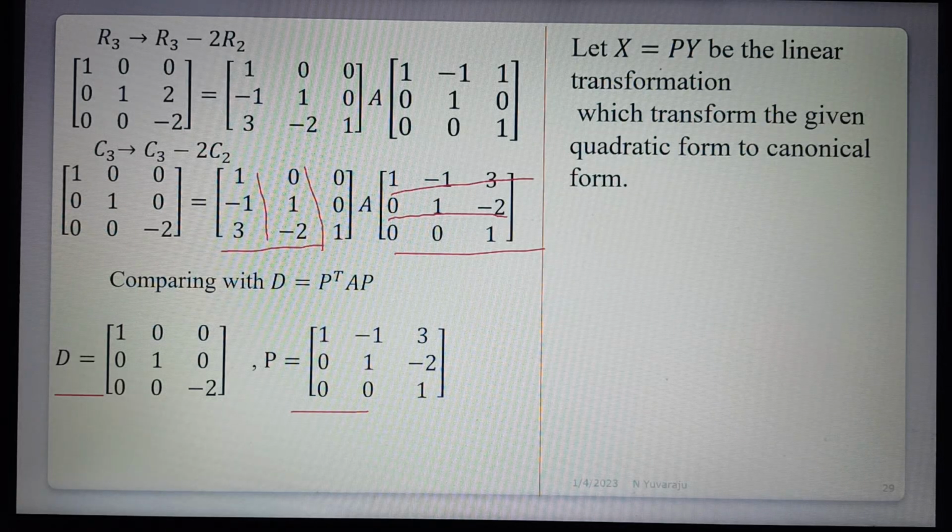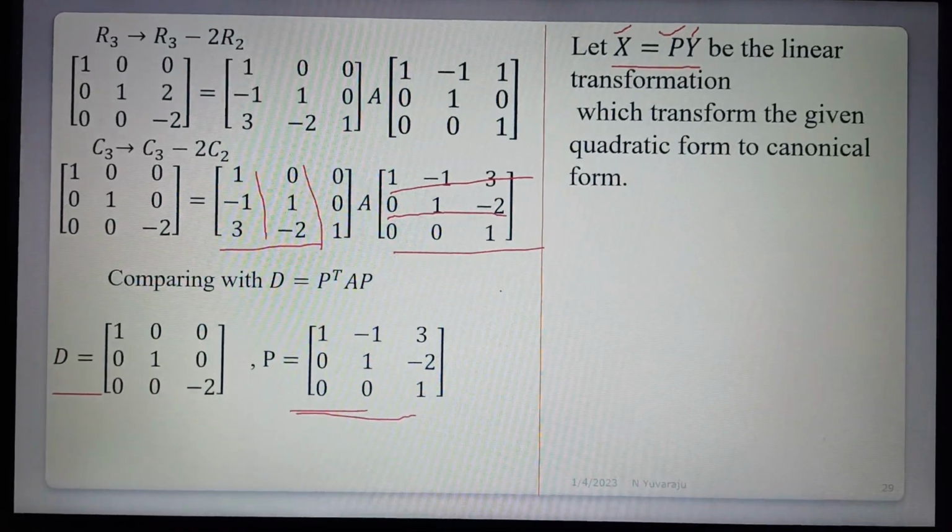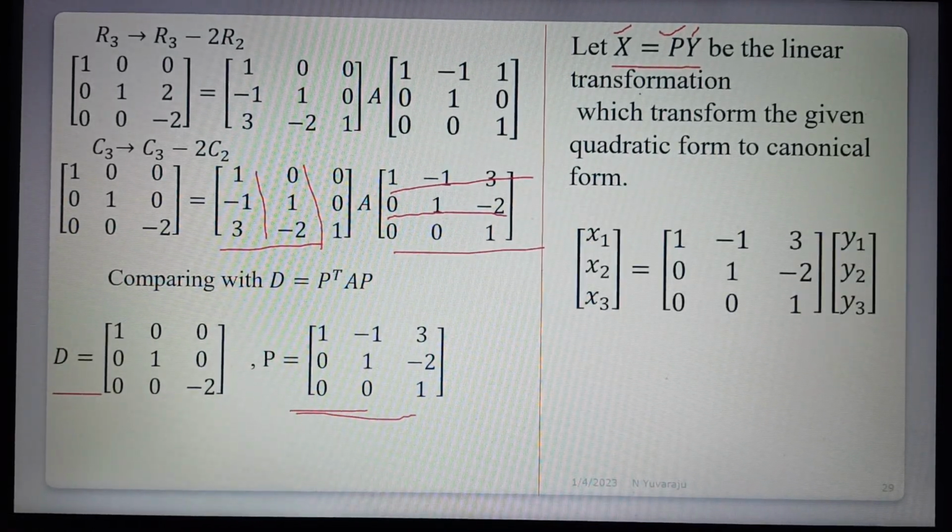First, the linear transformation is x is equal to Py, where x is the given matrix of unknowns and y is the matrix of new variables. P is the modal matrix P, a non-singular matrix which transforms the given quadratic form to canonical form. So x is the given matrix x1 x2 x3, P is this non-singular matrix, and y is the new variable matrix y1 y2 y3.